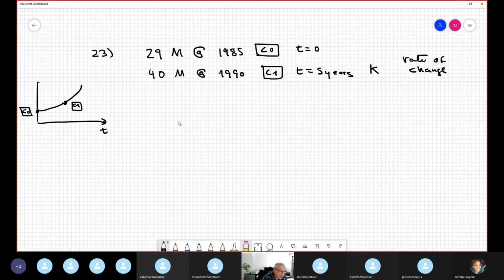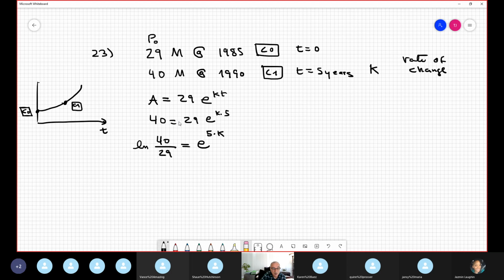They want to know the amount of population, in this case called capital A, is equal to 29, because it's P0. This is P0. 29 is P0. Exponential, KT. I need to find K. To find K, we're using the condition 1, which is 40. 40 is equal to 29 exponential KT, but T is 5 years. 40 divided by 29 is equal to exponential 5 times K.